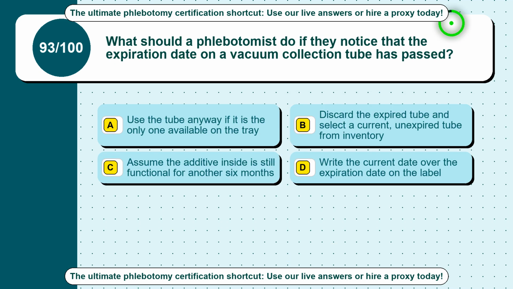Question 93. What should a phlebotomist do if they notice that the expiration date on a vacuum collection tube has passed?